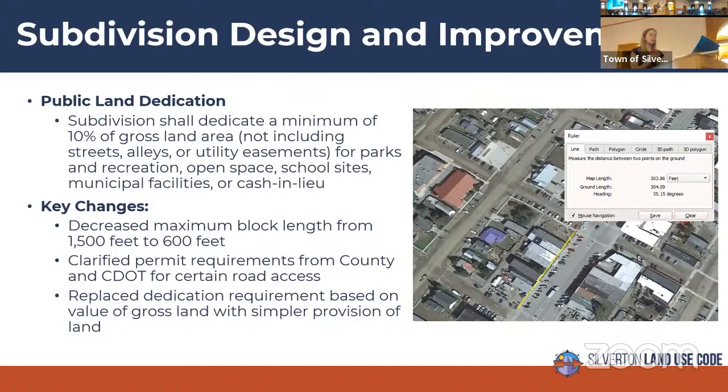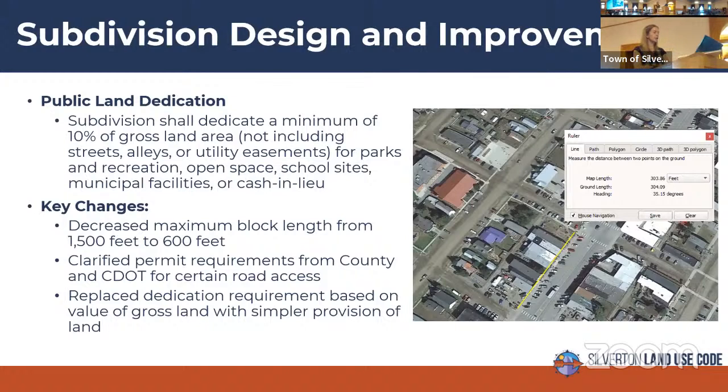The subdivision regulations also establish the required dedication of public land to the town. The current dedication requirement is based on the value of gross land, and the land use code proposes replacing that with a more straightforward provision of 10% gross land area, or cash in lieu is still an option. Again, if this seems extra unfamiliar to even those of you who are familiar with development, that is because there has not been a lot of subdivision in Silverton since most of the town is already subdivided. But these are necessary standards to include in a land use code for the future.